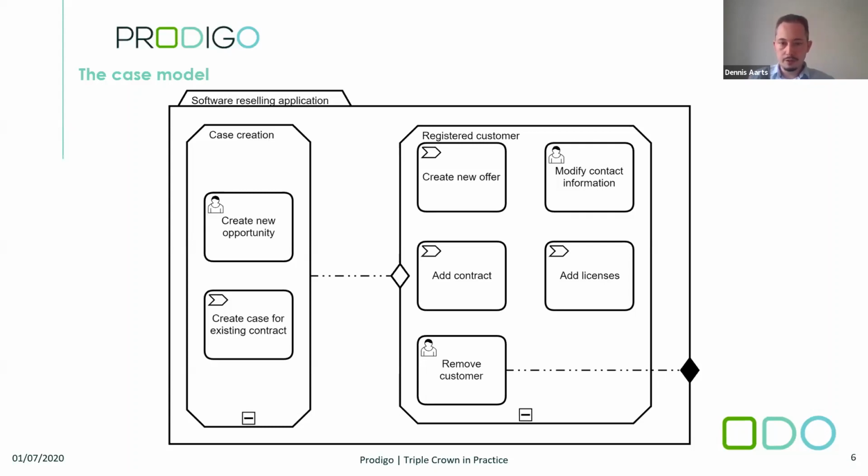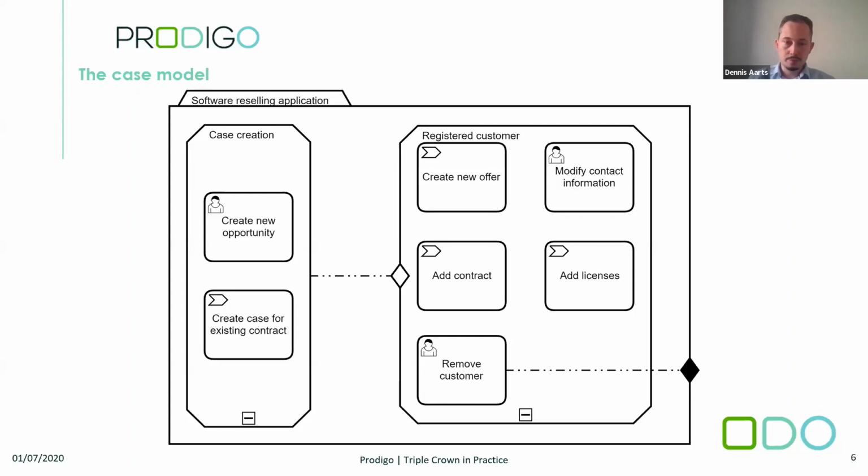But what you see is that you have 5 different tasks when you have a registered customer, and those tasks are create a new offer, modify the contact information of a company, add a contract. So the contract means the signed contracts, and then add licenses are the licenses that are bought from the company who actually sells the product, and then those are linked to the customer as well. For some licenses, for example, you need to provide the licenses for a prolongation. So in that case, you need to know which licenses have been delivered to a certain customer.